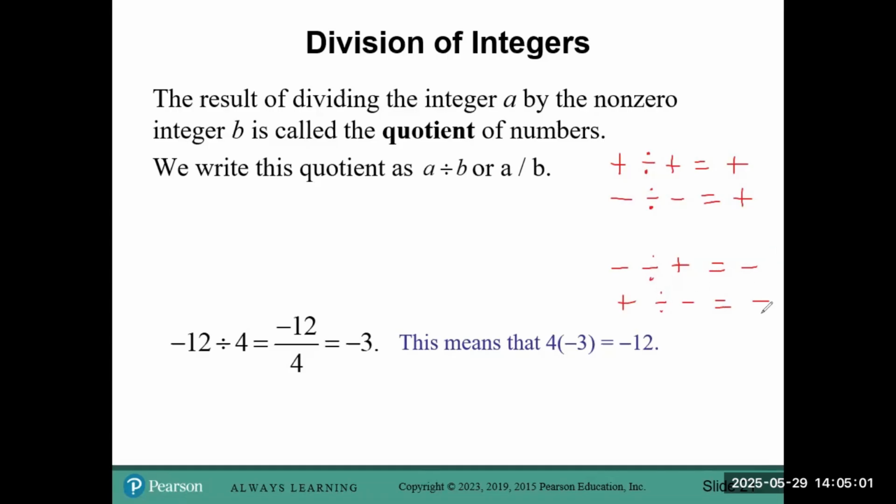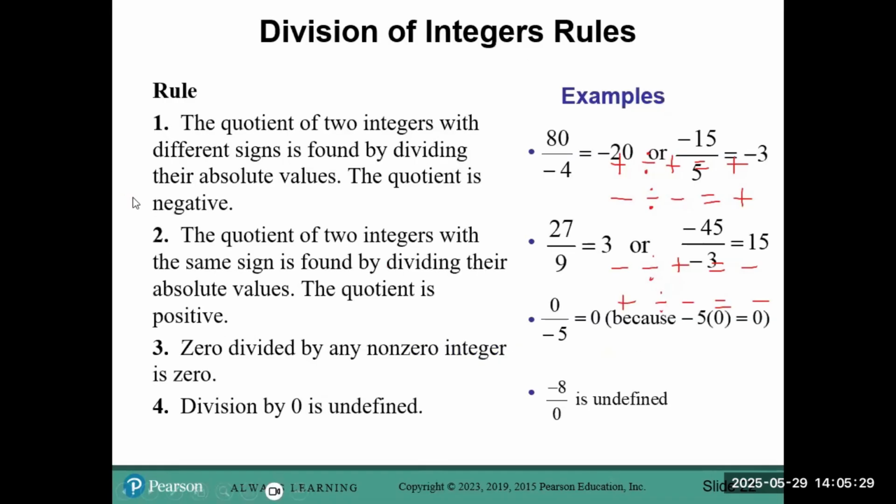Different signs, negative result. We can write division a couple of ways. We can write it this way with this division symbol, and we can also use a fraction bar. So -12 over 4 also means -12 divided by 4. And both of them have the result of -3. A few more to think about.